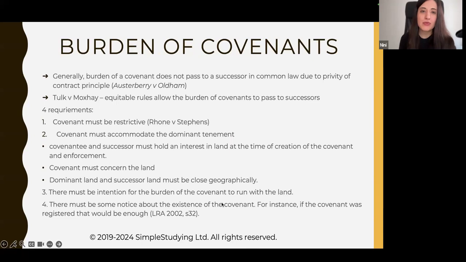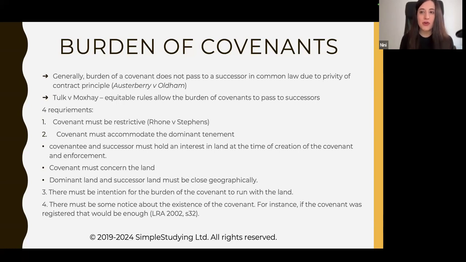What happens with the burden of covenants when there is change of ownership? Generally, the rule is that the burden of covenant does not pass to a successor in common law due to the privity of contract principle. What is the privity of contract? Very simple. If you are not part of the contract, you cannot be bound by a contract. So if that covenant was agreed between the previous owners, then you cannot be bound by it because you didn't agree to it. It's privity of contract.